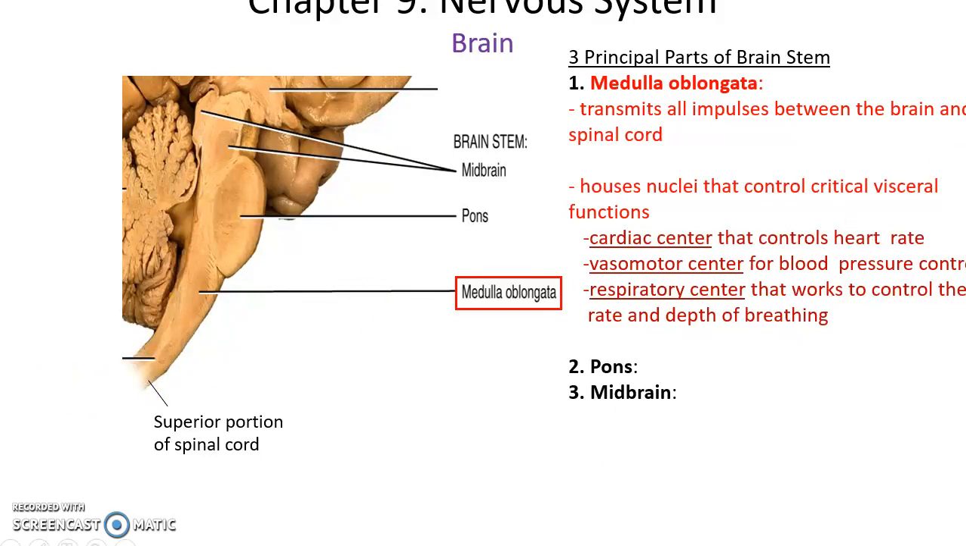Also houses nuclei that control vital, critical, visceral functions: the cardiac center for controlling the heart rate, the vasomotor center for controlling blood pressure in our blood vessels, and the respiratory center that helps control the rate and depth of breathing.